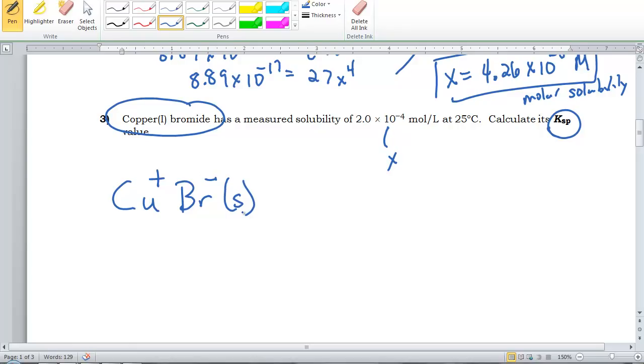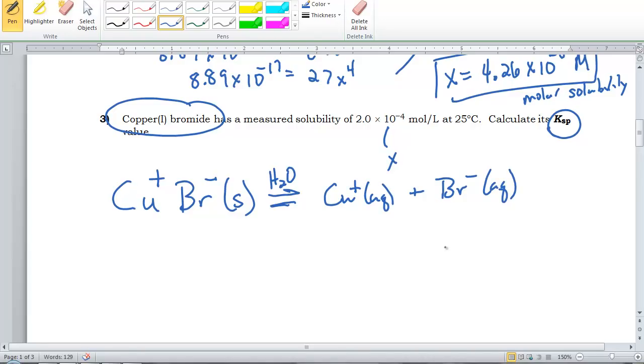So I chose a really easy one for this problem. Watch for ones where the subscripts are not 1, because then you'll have a 2x term. So say your subscript was 2, you'd have a 2x term. Or if your subscript was 3, you'd have a 3x term, and so on. Okay, so watch for that. This salt in water is just going to go to copper +1 in solution and bromide -1 in solution.